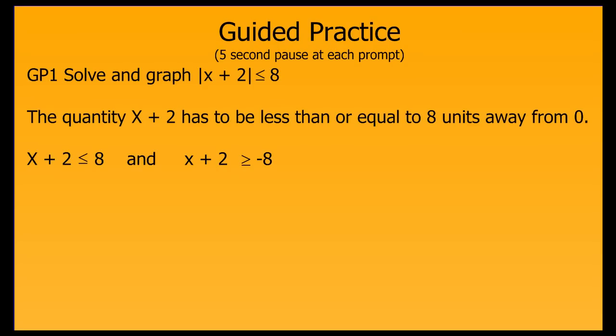Now we set up our two inequalities. x + 2 is less than or equal to 8, and x + 2 is greater than or equal to -8. What's next? Now we solve those two inequalities and get our two solutions. Anything else?